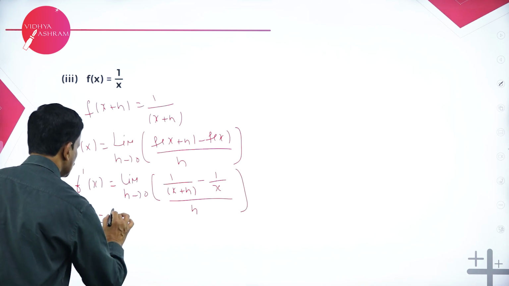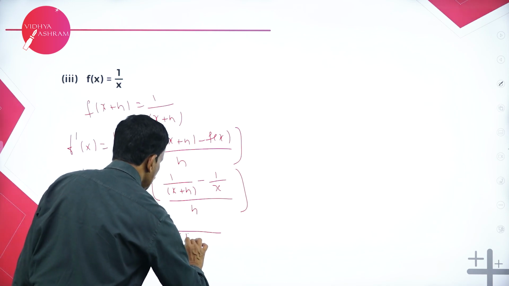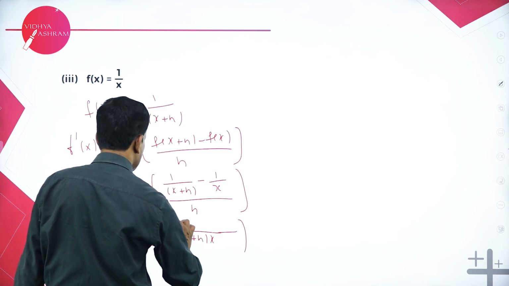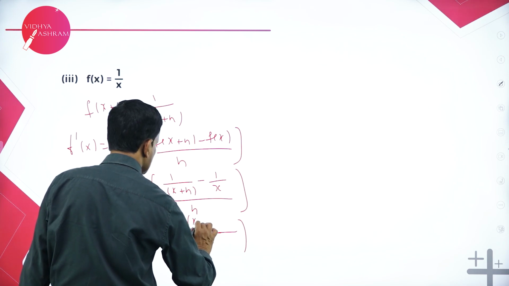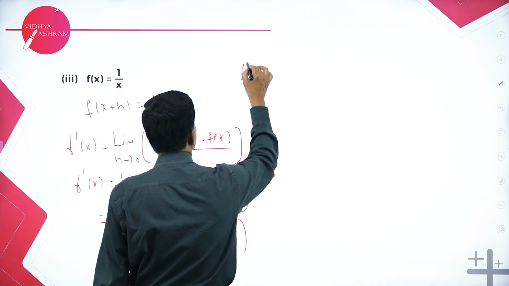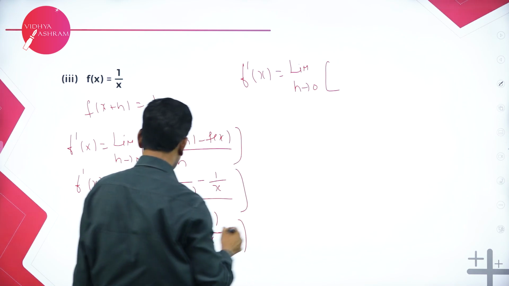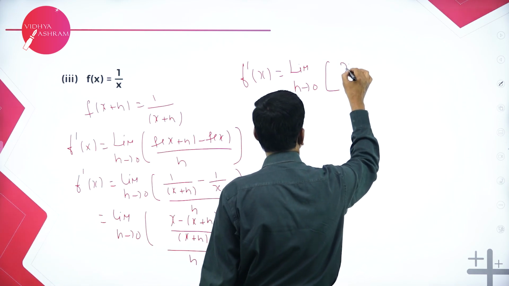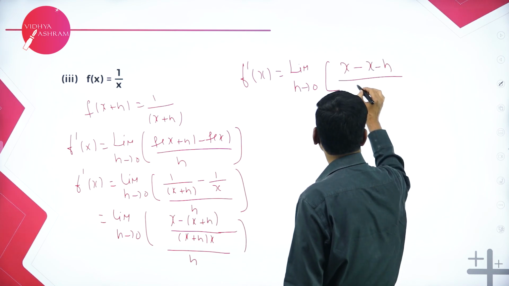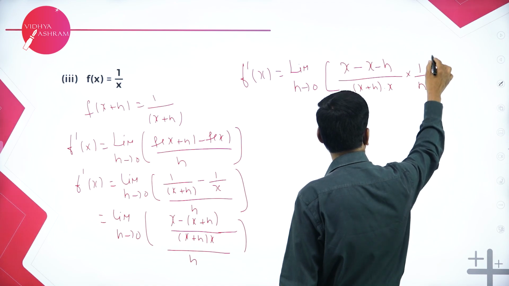Now in the numerator, just take LCM. Limit h tends to 0 of, what is the LCM? X plus h into x is the LCM. X plus h into x. Now cross multiply. X into 1 is x minus x plus h whole divided by h in the denominator. So that is f dash of x is equal to limit h tends to 0 of, x minus x minus h, divided by, in the denominator, x plus h into x, and take this h to the numerator. This is 1 over h.